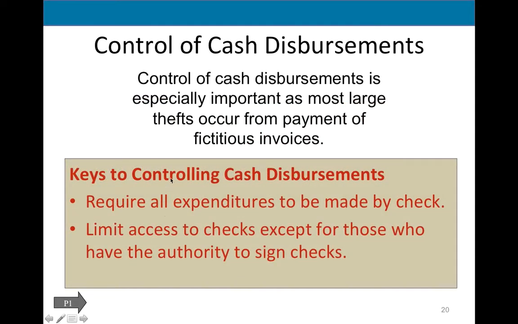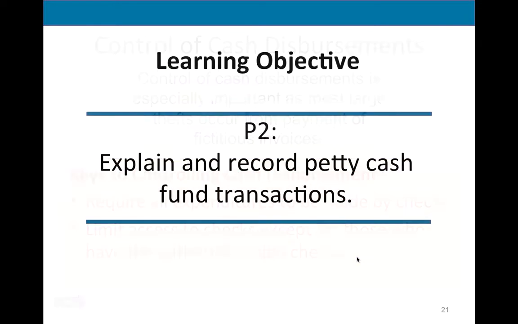So these are keys to controlling cash disbursements, payments, right? Payments. Require all expenditures to be made by check. Limit access to checks except for those who have the authority to sign checks.